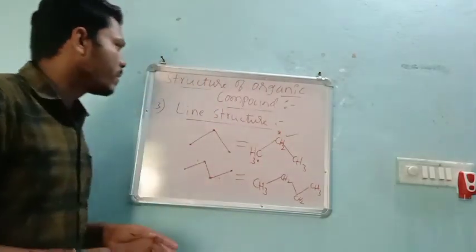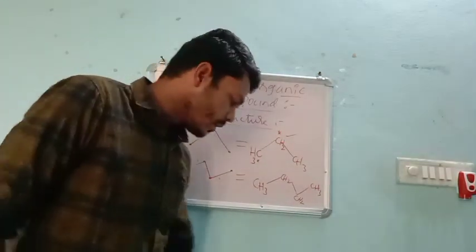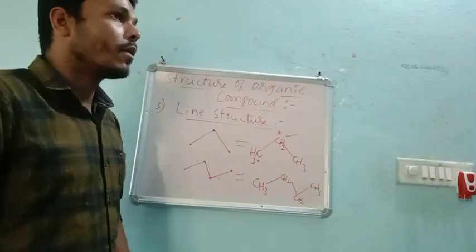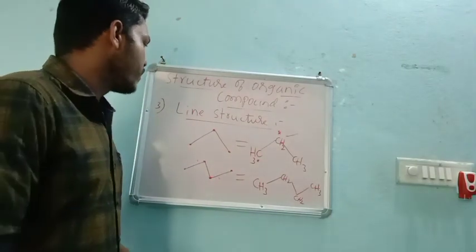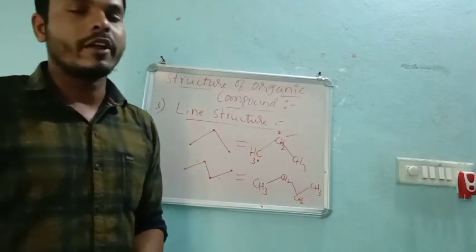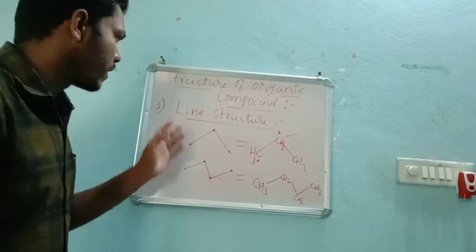So this is all about the simplest structure types. With the help of these simplest types, we can identify and represent different organic compounds differently.